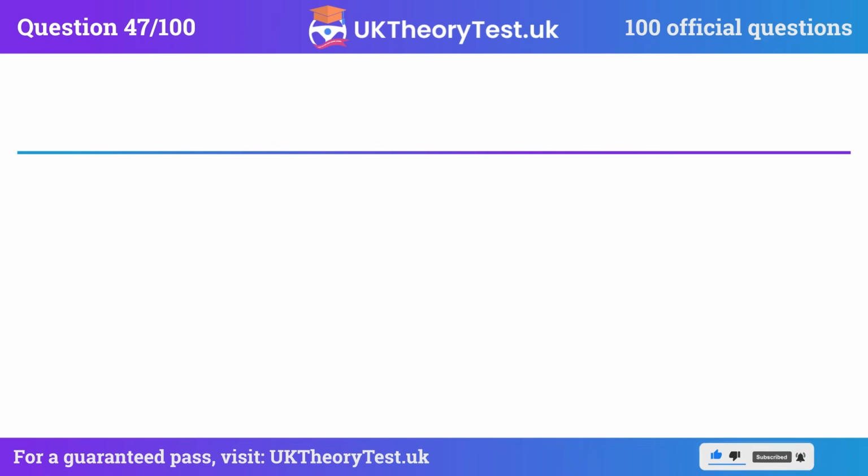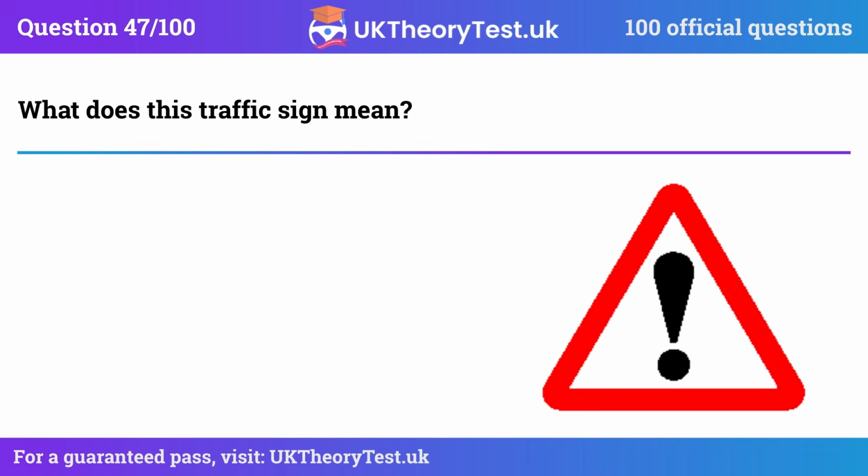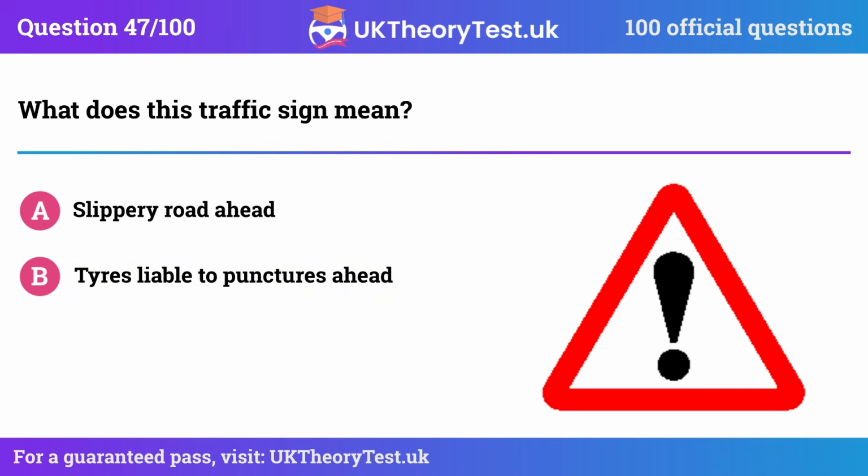Question 47. What does this traffic sign mean? A. Slippery road ahead. B. Tires liable to punctures ahead. C. Danger ahead. D. Service area ahead.